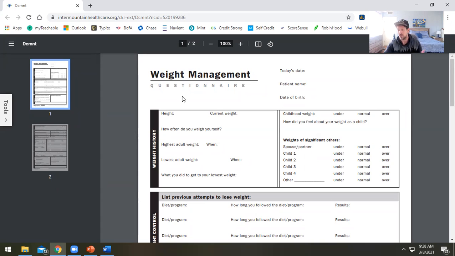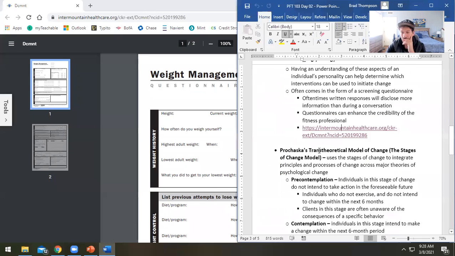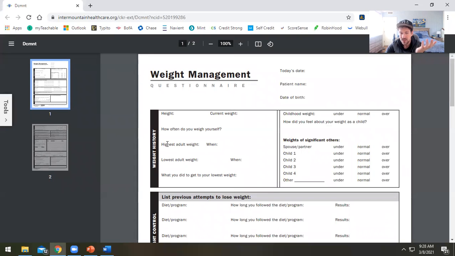I think it covers all the bases that I find very important. I will often ask my clients about their height, their current weight, and how often they weigh themselves. Height and current weight are directly related to my clients' drugs and biology. That tells me a little bit about their health status.